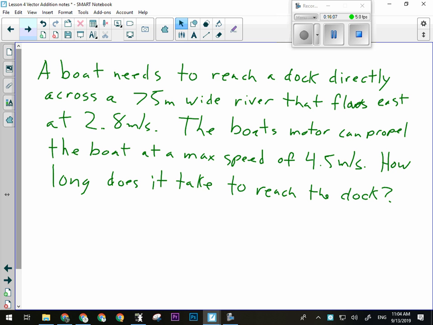Okay, so we've got a boat that needs to reach a dock directly across a 75-meter wide river that's flowing east at 2.8 meters per second. The boat's motor can propel the boat at a maximum speed of 4.5 meters per second. How long does it take to reach the dock?